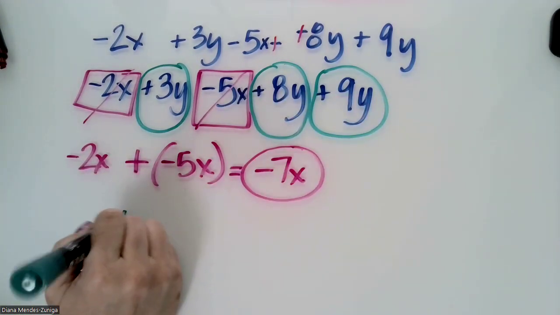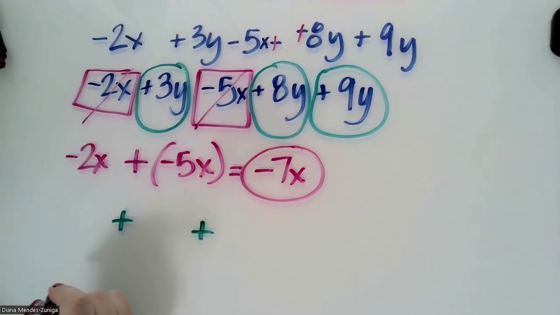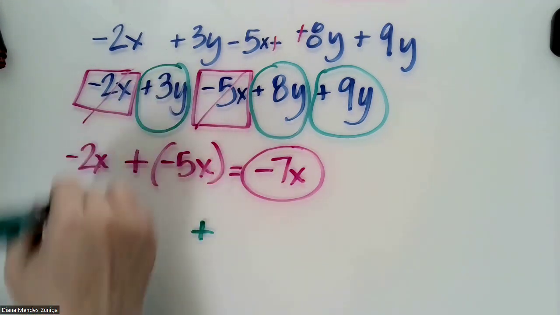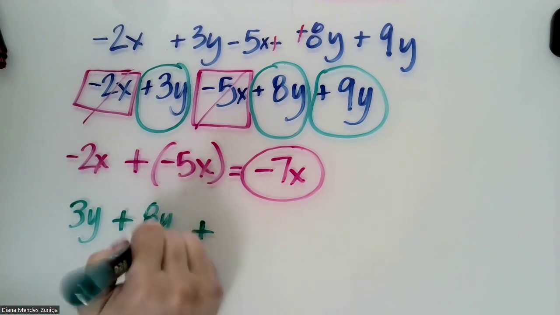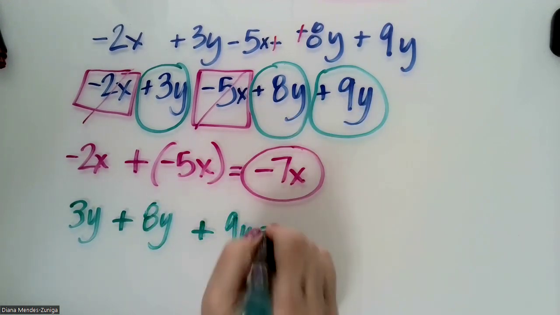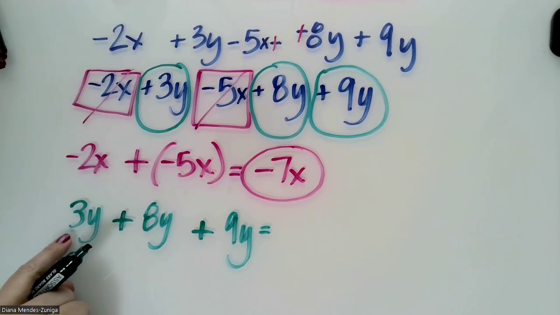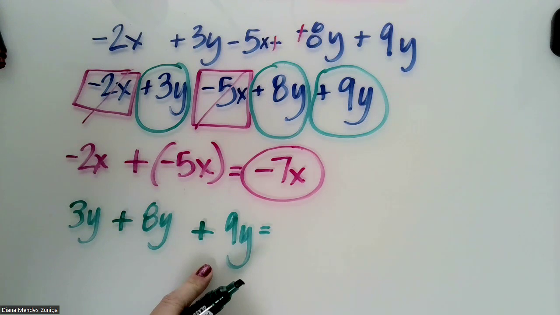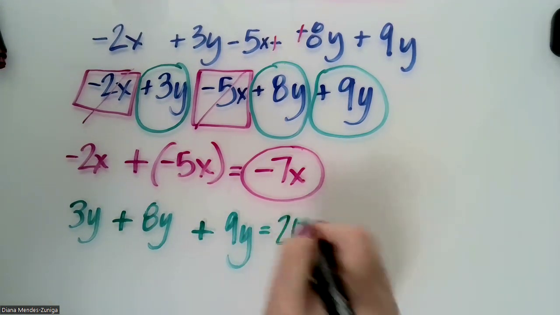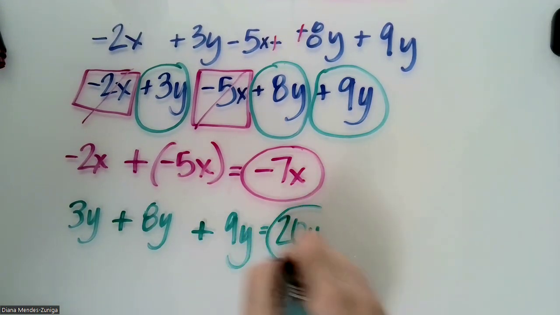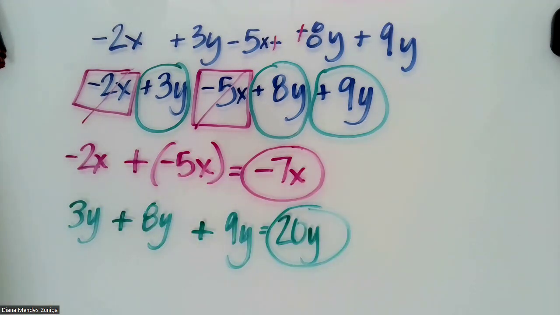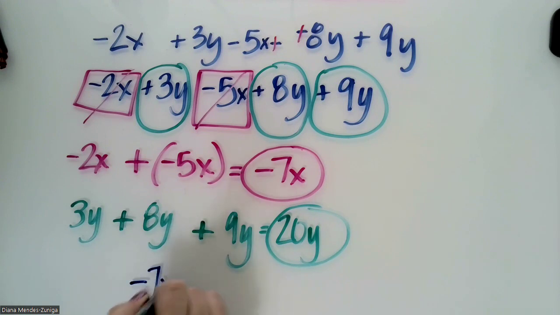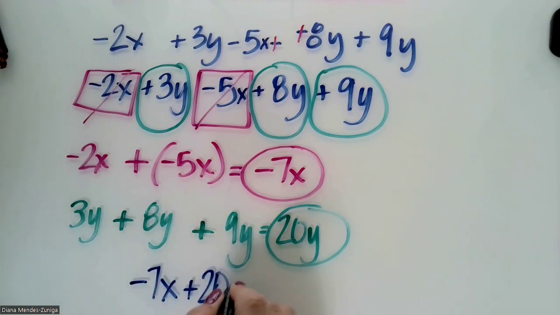Now we're going to have 2 plus signs in here because we have 3 terms. So now we just bring our terms down, 3y, 8y, and 9y. And you could put this into the calculator as 3 plus 8 plus 9, and that's going to give us 20. And we're going to add a y. So if we combined this answer, we would have this number here, -7x plus 20y.